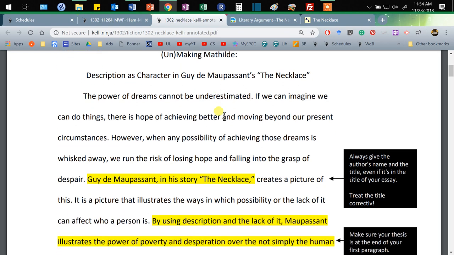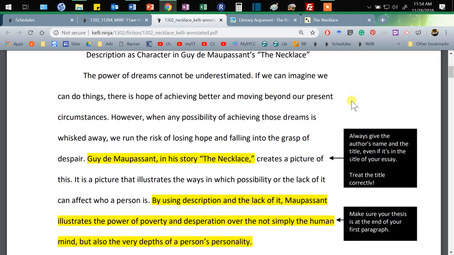Okay, so I start with big ideas, right? What's the kind of subject overall? Well, one thing I'm talking about is dreams. So I'll start talking about dreams, right? The power of dreams cannot be underestimated. If we can imagine we can do things, there's hope of achieving better and moving beyond our present circumstances. However, when any possibility of achieving those dreams is whisked away, we run the risk of losing hope and falling into the grasp of despair.